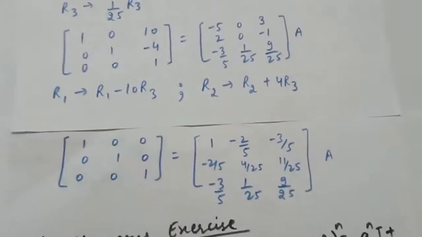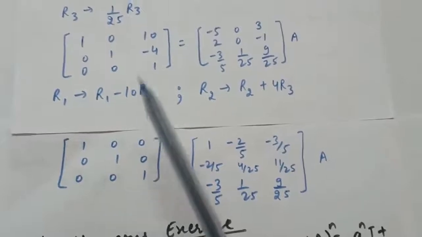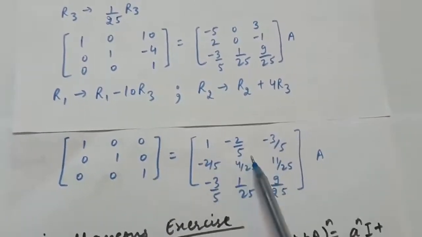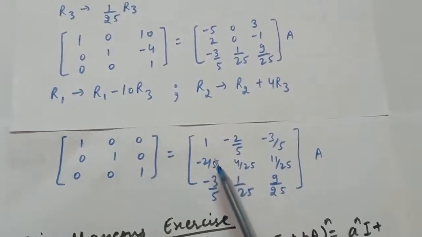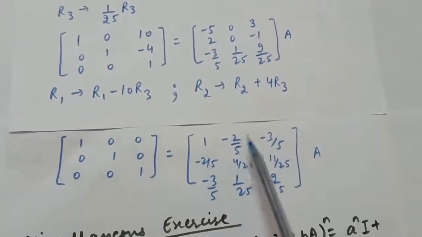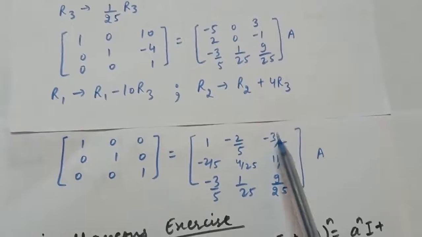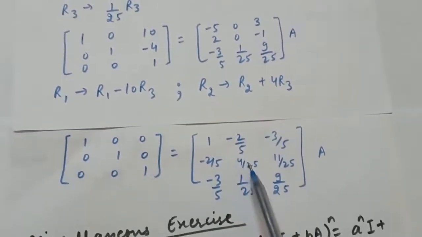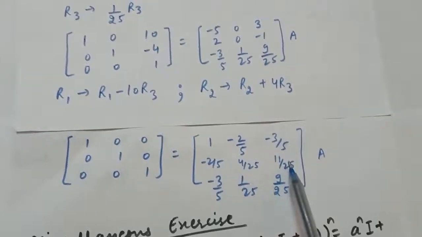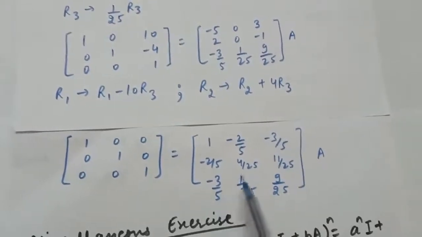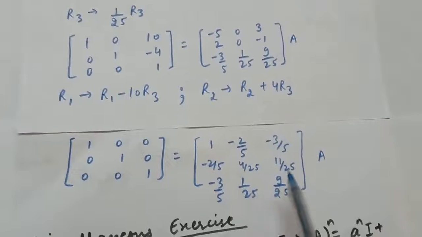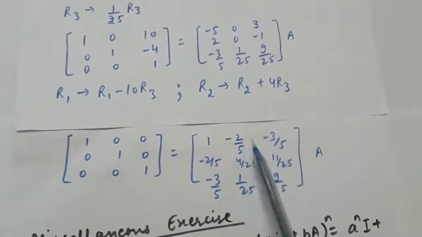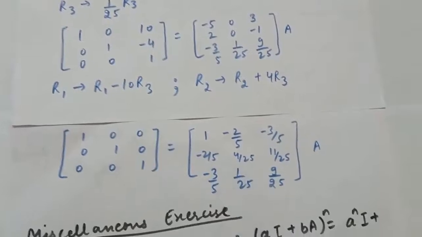So when you will apply these operations, this matrix will become the identity matrix, and this matrix will become 1, minus 2 by 5, minus 3 by 5, minus 2 by 5, 4 by 25, 11 by 25, minus 3 by 5, 1 by 25, 9 by 25 into A. So this will be our A inverse, right?